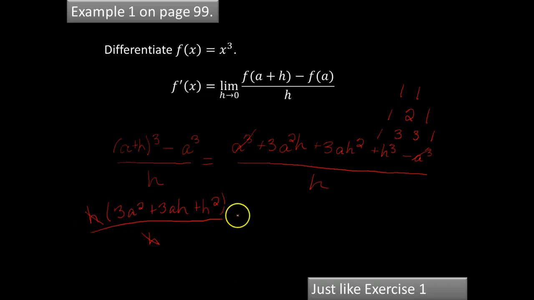Cancel off our h's, of course, and we are taking the limit as h approaches 0. So this term is going to zero out, that term is going to zero out, and our slope is going to equal 3a squared. Anywhere that we are on this curve, the slope at any particular point is going to be 3 times that point squared. That is the derivative, or the slope at any particular a value, tangent to that curve x cubed.